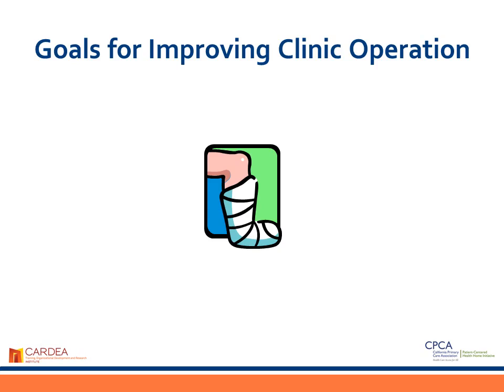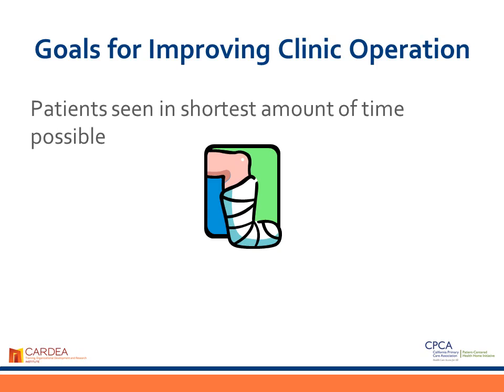Hopefully you came up with some ideas for what your site's goal might be for improving the efficiency of your clinic operations. Here are some of the goals that other sites have set upon conducting quality improvement efforts focused on the efficiency of their patient flow clinic operations. You see on the slide the goal to see patients in the shortest amount of time possible. Sometimes sites actually set a time goal, like a total visit time of 60 minutes for all visit types. Some sites are trying to reduce the number of patient stops. Sometimes they identify an actual number as a goal, like no more than 5 stops during any visit.